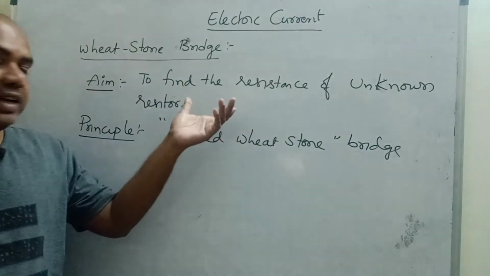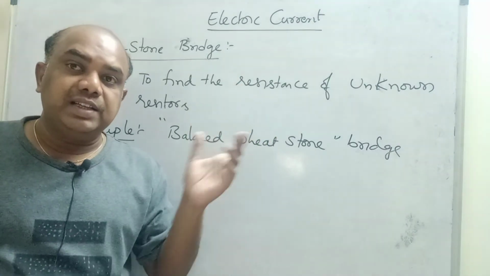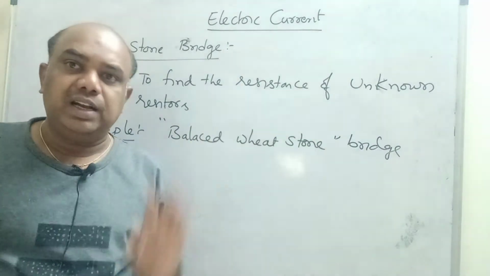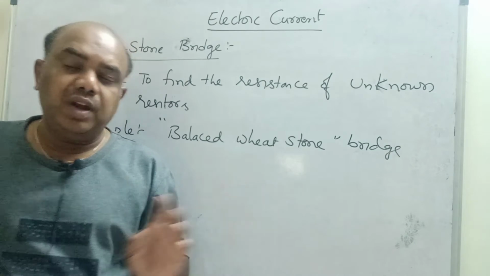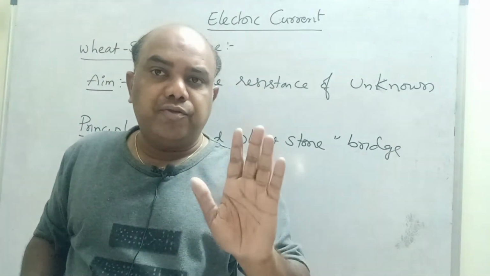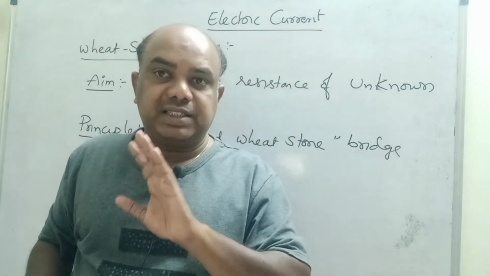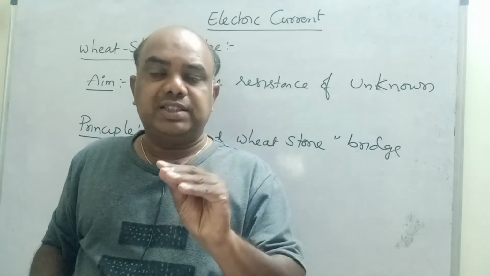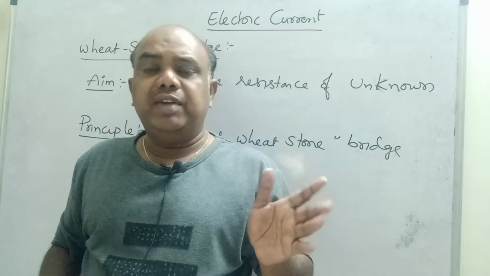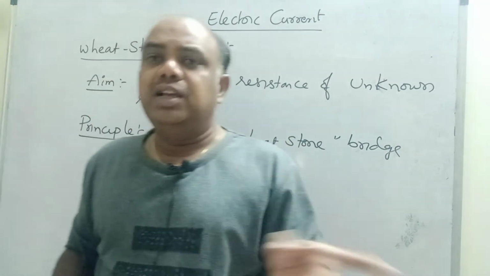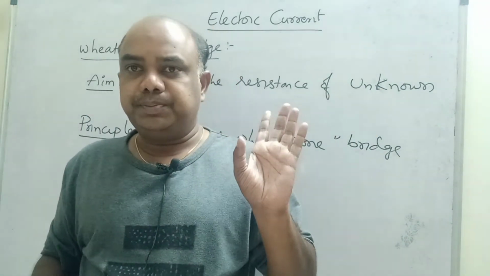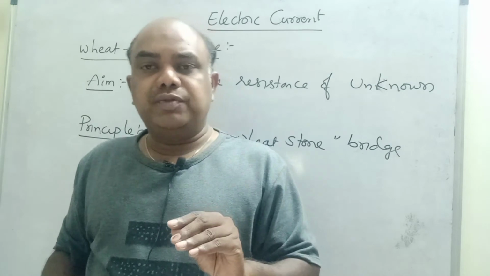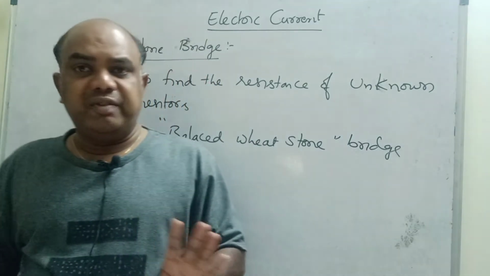He developed one instrument to find the resistance of an unknown resistor. This is useful if in a circuit 4 or 5 or 6 resistances are given. Then we can find one resistance if we know the other resistors. How it will be useful, how to find the unknown resistor, we will see.